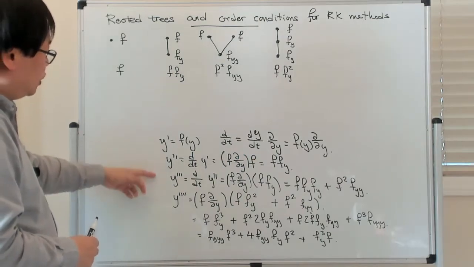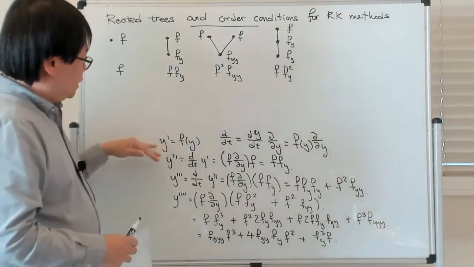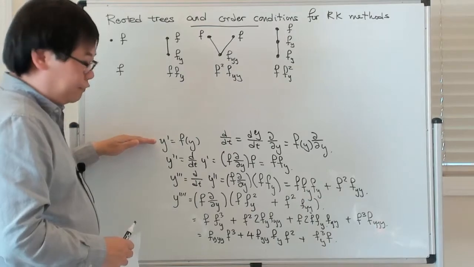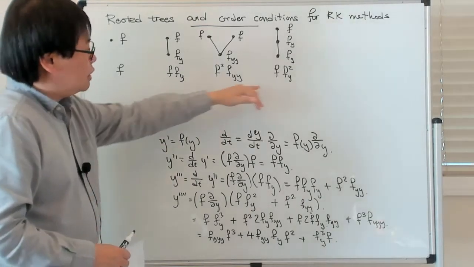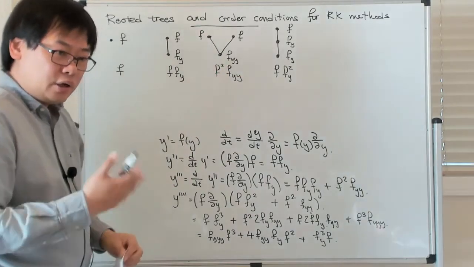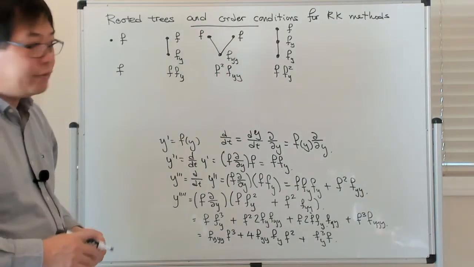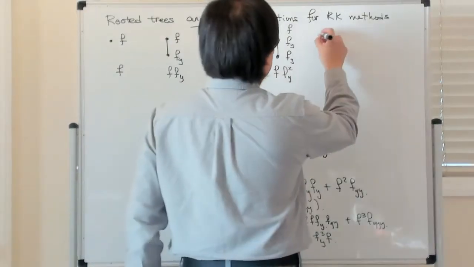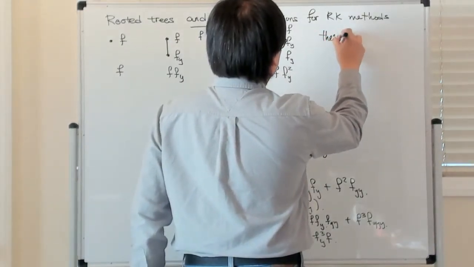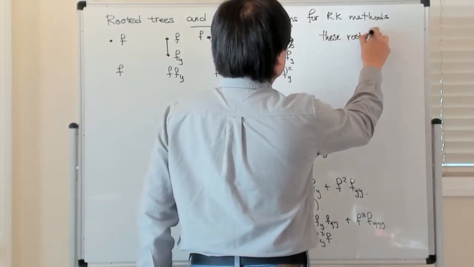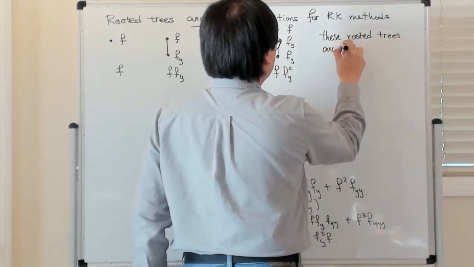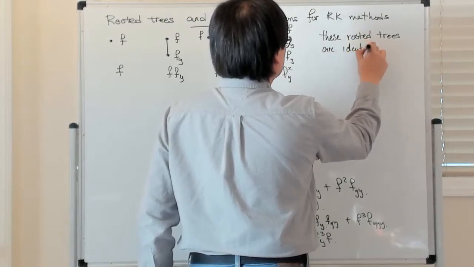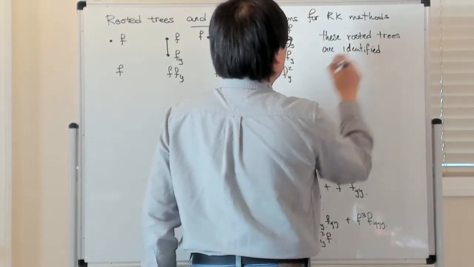What we sort of showed is that in the first order case, the second order case, and the third order case, these trees, which turn out to be related to what are called elementary differentials, these rooted trees, are identified with what are called elementary differentials.